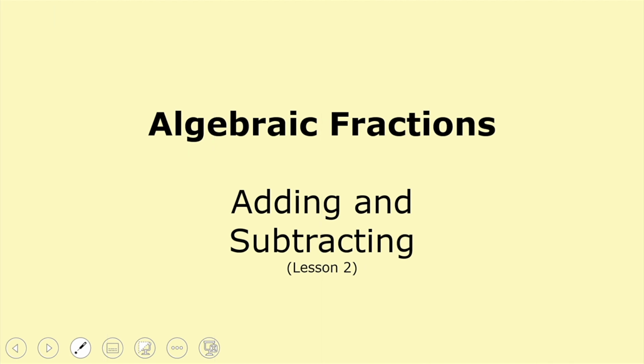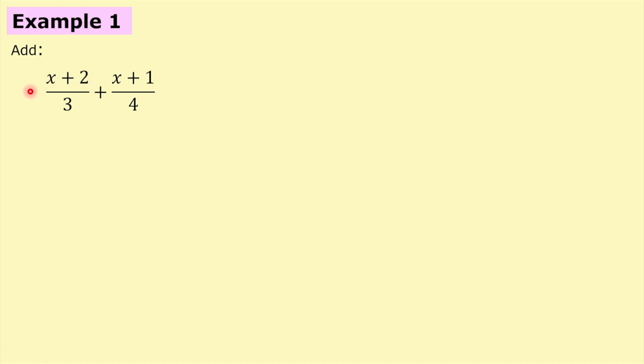So we're continuing to do adding and subtracting algebraic fractions today, and these examples are going to be slightly trickier than last lesson. So let's look at this first example. Here we've got x plus 2 over 3 add x plus 1 over 4. So notice these are slightly different than last time, as we have an addition on top of both our fractions.